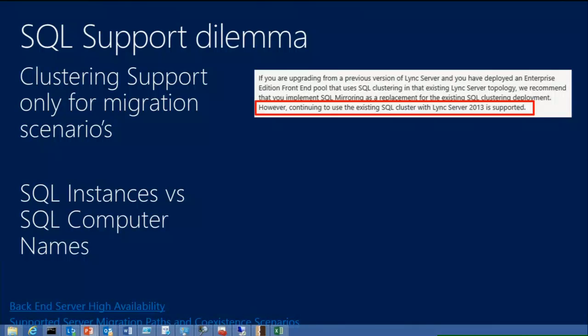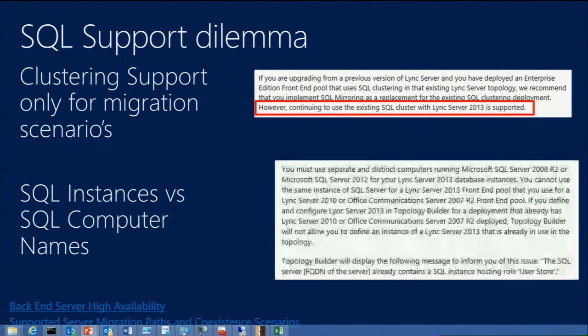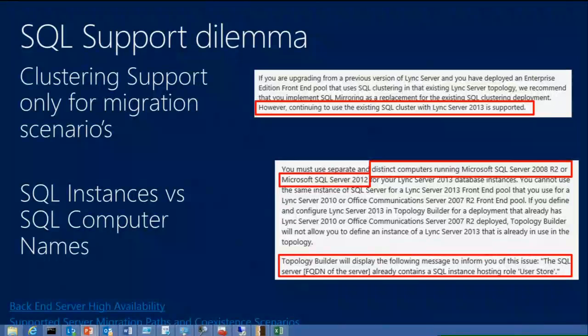I don't really like that statement, but it says you can continue to use the existing SQL cluster. However, if you want to do that, it's kind of cumbersome. It needs to be a distinct computer running Microsoft SQL Server if you want to install a new Lync 2013 pool. So you will see Topology Builder will say an error when you try to use the same cluster. So you're able to use it, but Topology Builder does not allow you to do that. So chicken and egg problem, right?